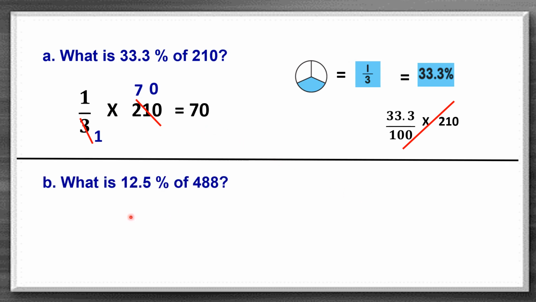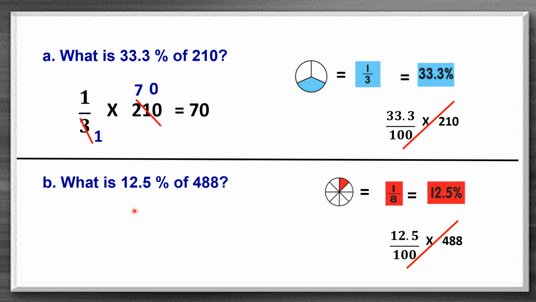Now, what is 12.5% of 488? Same. General method: 12.5 by 100 into 488. We are not doing like this. So what is 12.5% in fraction? It is 1 by 8. So directly we'll replace 12.5% with 1 by 8, of means into 488. Now 8 ones are 8, 8 sixes are 48 and 8 ones are 8. So it is 61. So 12.5% of 488 is 61.